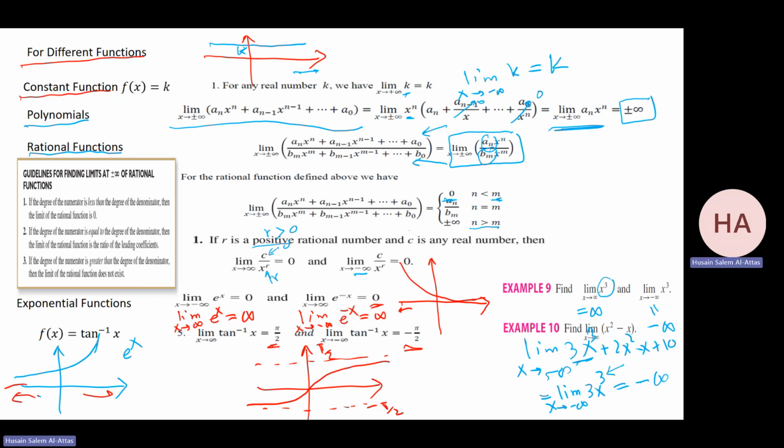Okay. Now if we want to do this limit, x goes to infinity, x squared minus x. So what is the control? The control with this one is the highest power. That will be x squared, and that will be infinity times infinity, which is infinity.